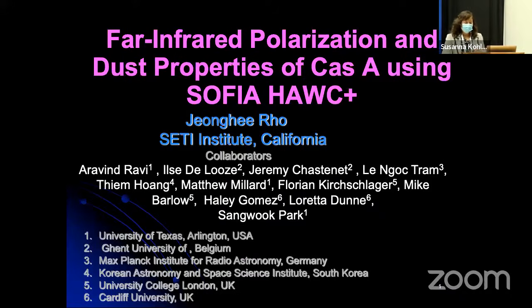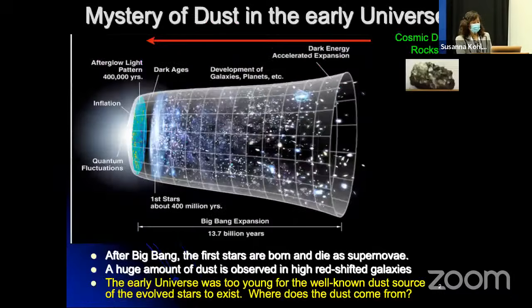Okay, I'm going to talk about far infrared polarization of Cassiopeia A. We have a very big international collaboration, including University of Texas in Arlington, with graduate students Arab and Rabi, then collaborators from Belgium, Germany, South Korea, and UK, as you see here.